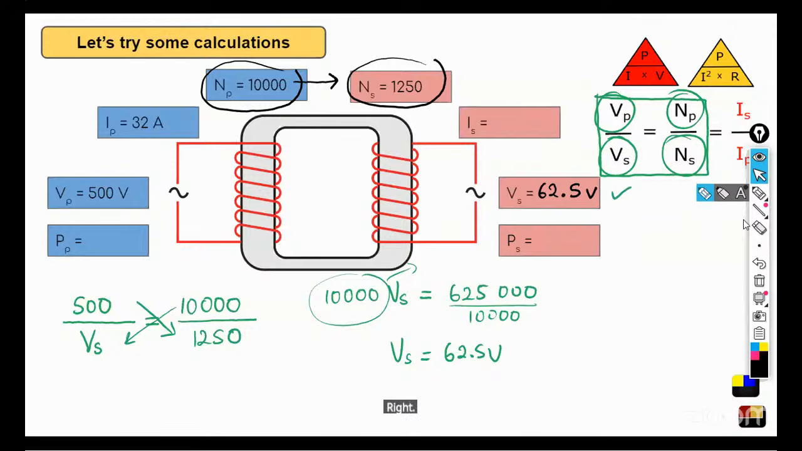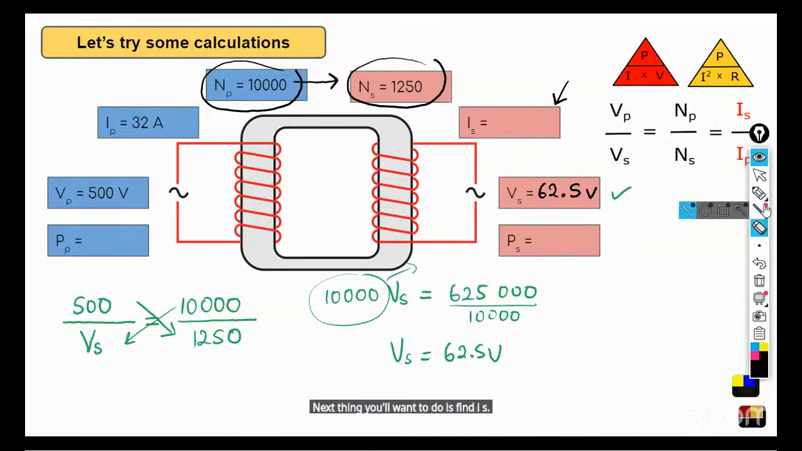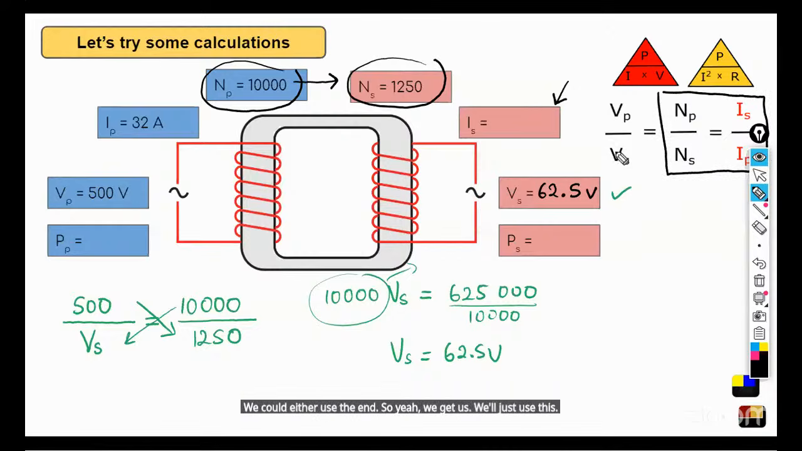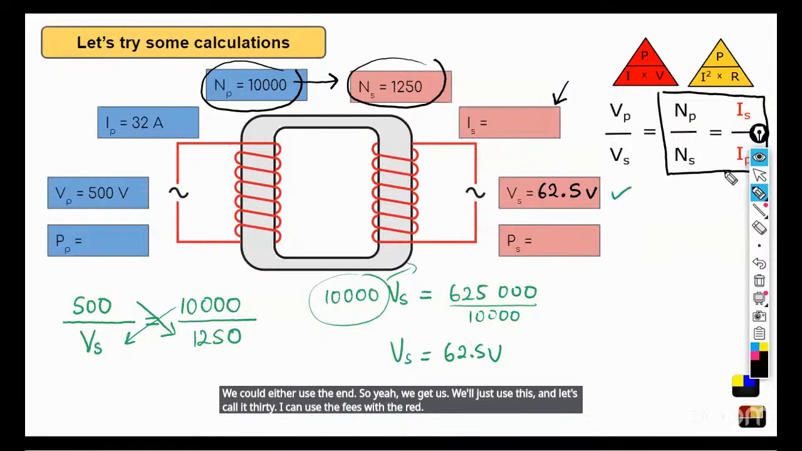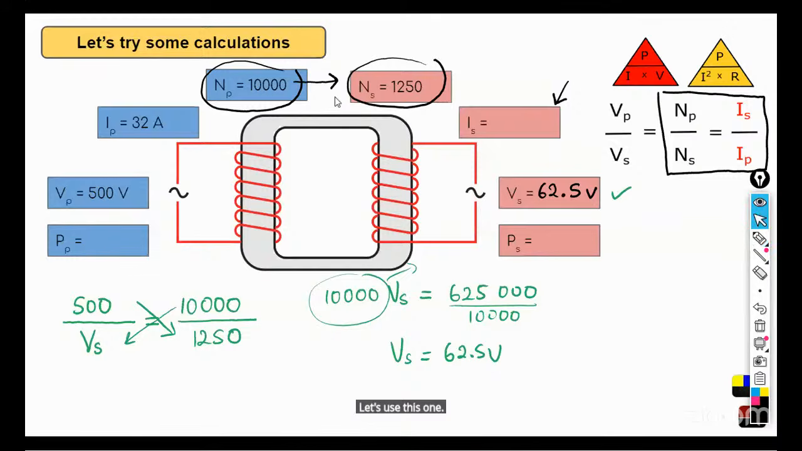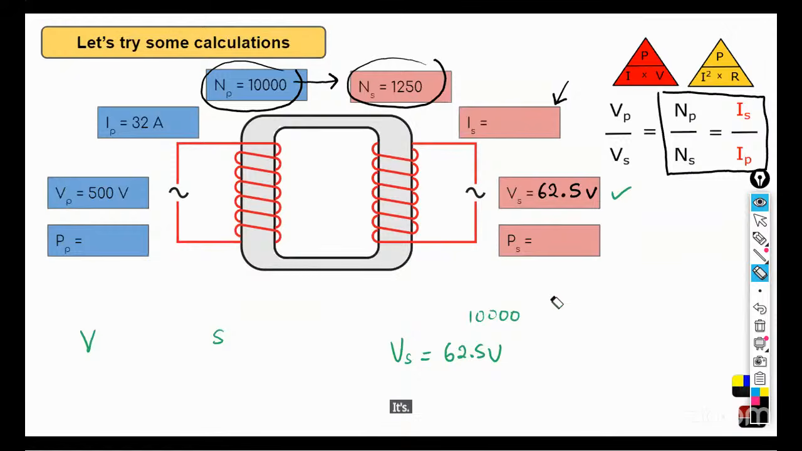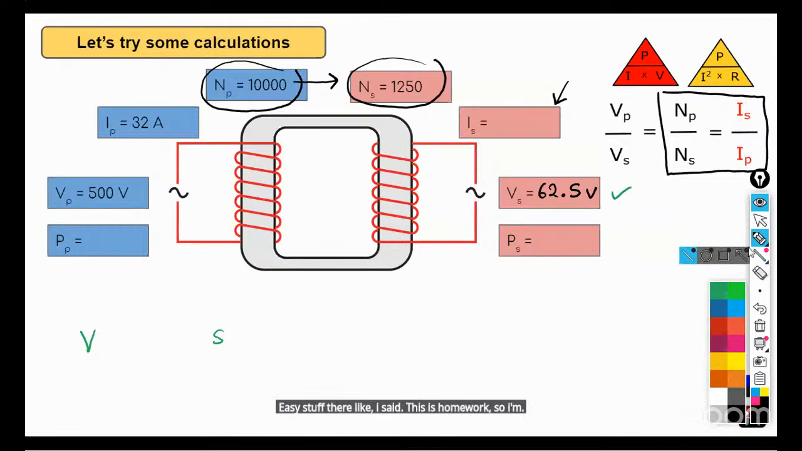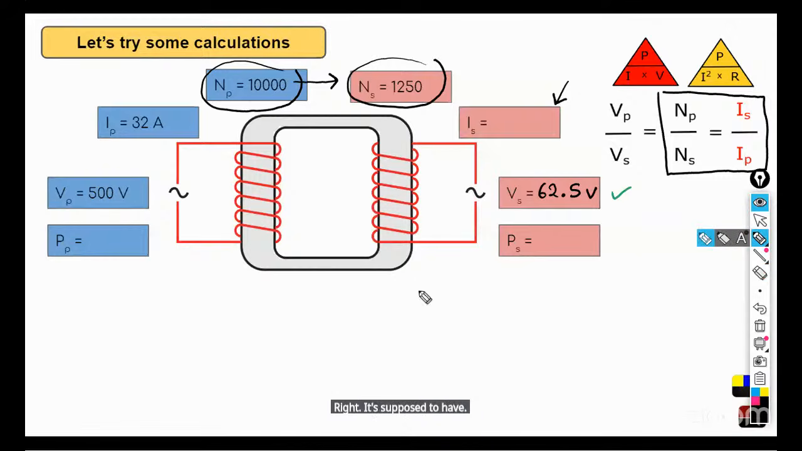Right. Next thing you want to do is find IS. To find IS, we could either use the N's or the V's with the red. Anyone will give you the same answer. Let's use this one. Easy stuff there. Like I said, this is homework, so I'm moving a bit fast. You're supposed to have this down already, or something close to it.